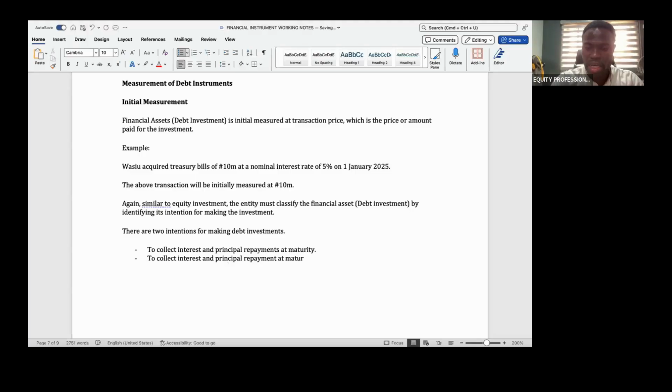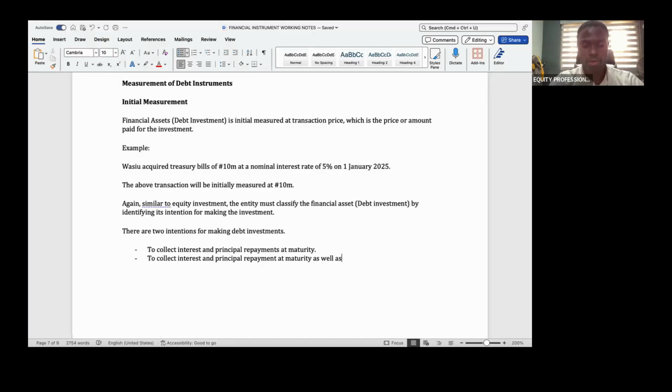Why this is coming here again is because collecting interest and principal is something that is constant when it comes to debt investment, except if it's an Islamic debt investment. Then they say there is a share of profit arrangement there. But generally, for your exams here, collecting interest and principal repayment is constant.